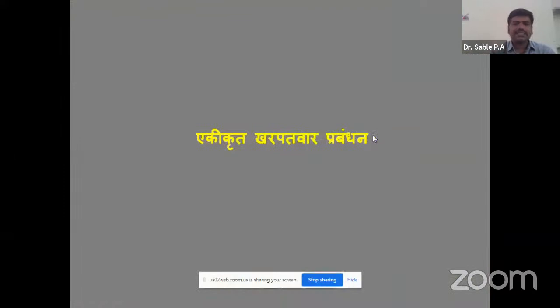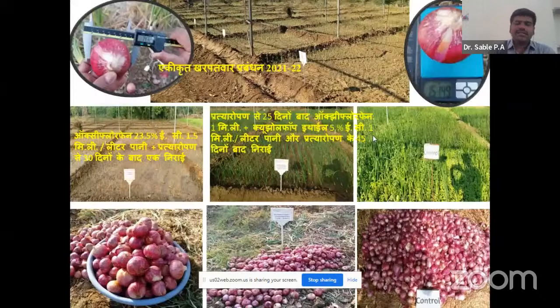Now, the second thing is integrated weed management. Here we can see the weeds compete with the crop for sunlight, soil moisture, and space, etc. So in onion or any other vegetable crop, yield losses do occur due to weed competition up to 50 to 60 percent in onion and other vegetable crops also. So here we can follow integrated weed management.